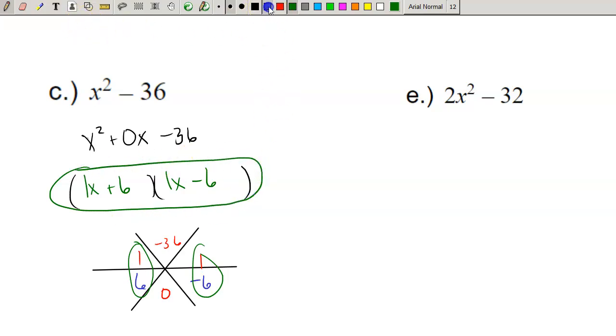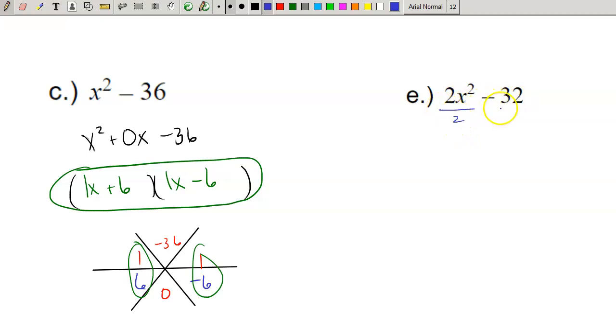Part D is a little different. Whenever you factor problems, if there is a common factor in all of these terms that can be divided out, you always want to do that first. It's best practice. So you always want to think about that first whenever you factor anything in algebra. So this problem right here, if I look at the two terms that I have, a 2x squared and a 32, well, both of those can be divided by 2.